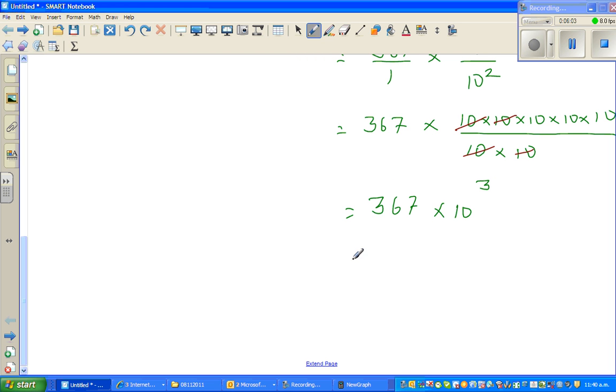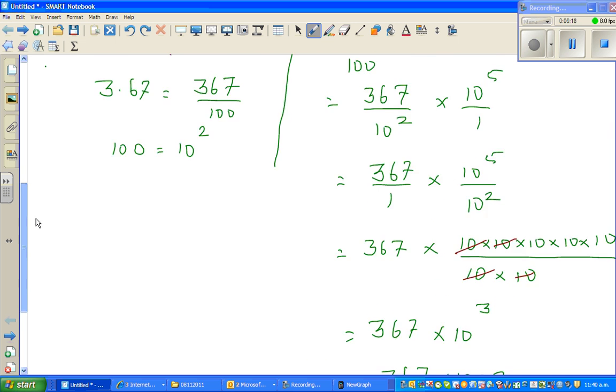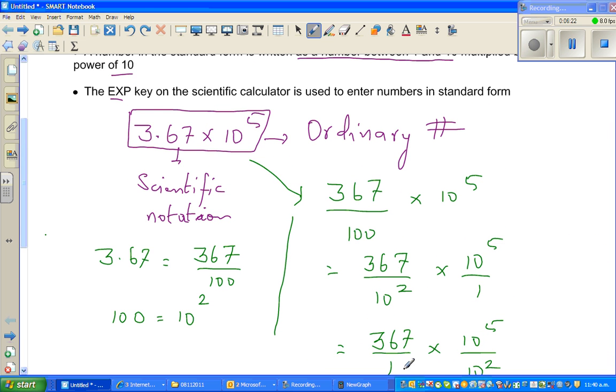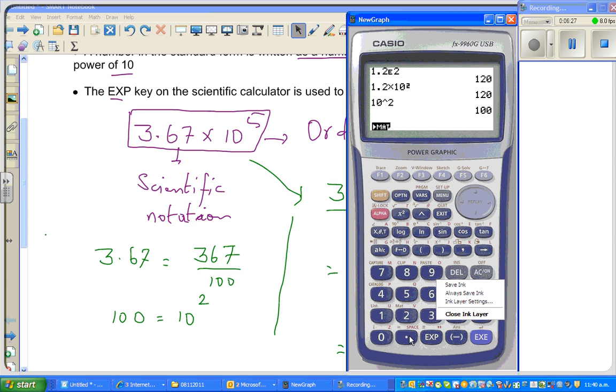And 10 to the power 3 means 367 times 1000, which is nothing but 367,000. Now to check this on a calculator, this was our question. This was the number in the scientific form. So if you want to check on a calculator, you go 3.